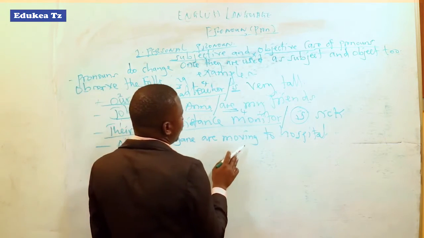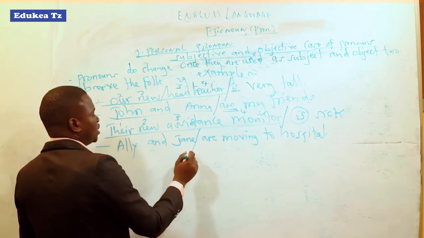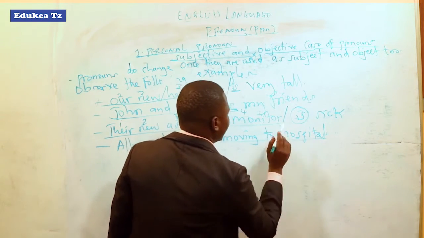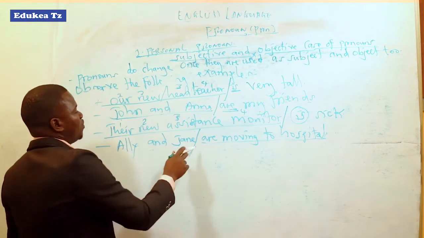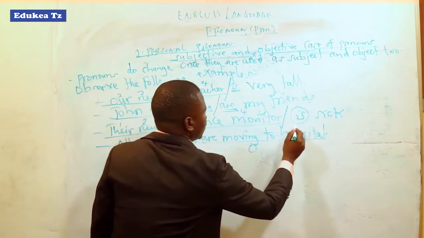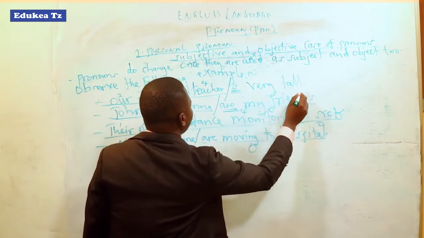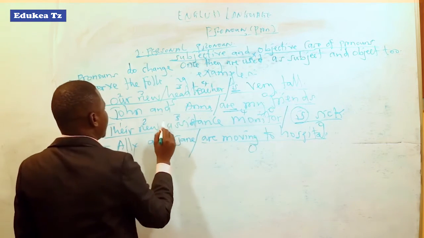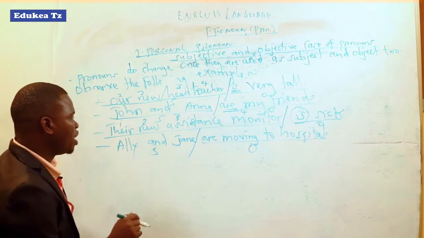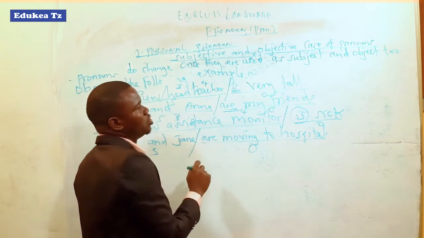Ali and Juma are moving to school. Again here, our subject ends here, since from here up to the end of our sentence, it is where the verb starts. So this is the objective case of the sentence, while these are the subjects of a given sentence. So the object starts where a verb is placed or used.